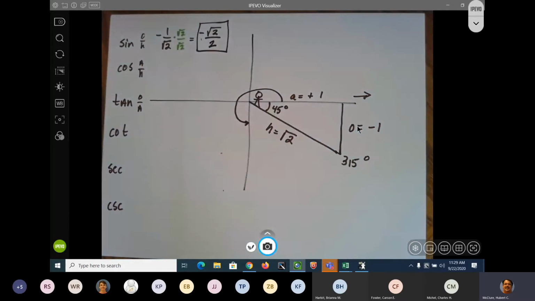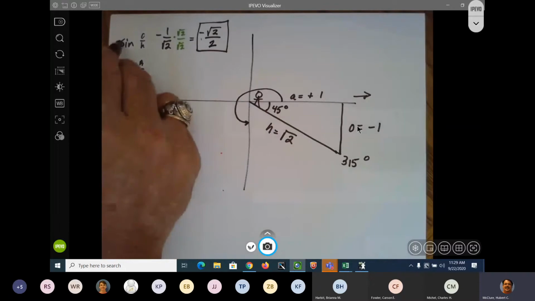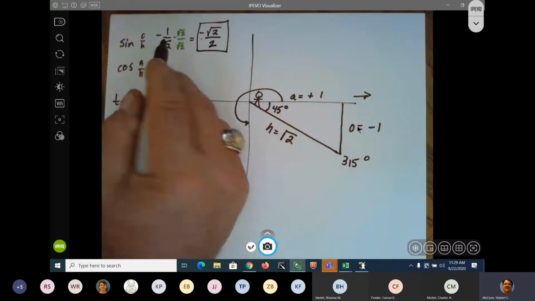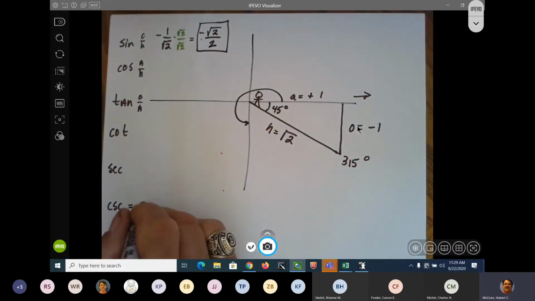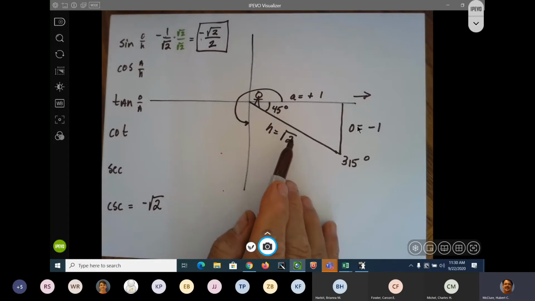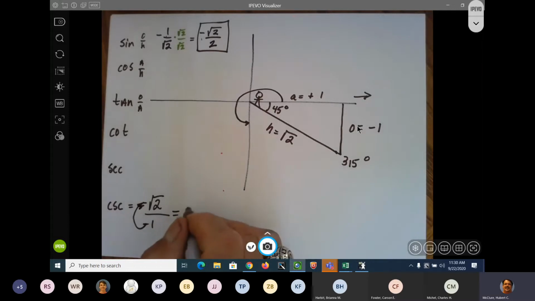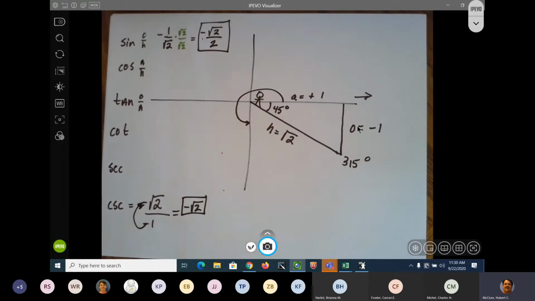So that's your sine. Now, of course, your cosecant is the reciprocal. Since this is negative 1 over square root of 2, we're going to flip it, and that's going to be negative square root of 2. Now, that square root of 2 is not negative. The negative comes from this negative 1 down here. That's why that's negative. So the cosecant is equal to the negative square root of 2. All right?